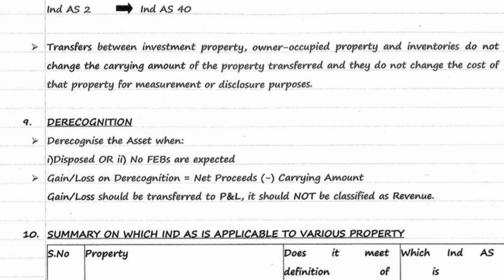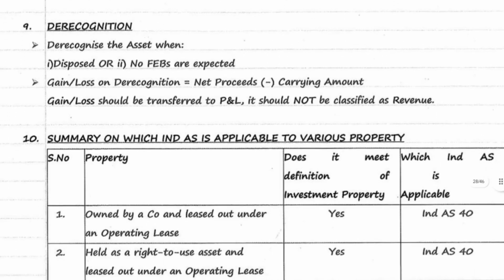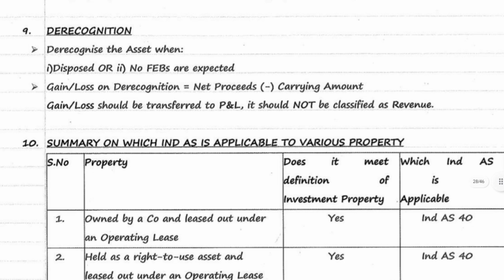Derecognition. Investment property shall be derecognized when it is disposed of or when no future economic benefits are expected. Gain or loss in case of derecognition. How to calculate gain or loss on derecognition? That is net proceeds less carrying amount. Gain or loss should be transferred to P&L. It should not be classified as revenue.